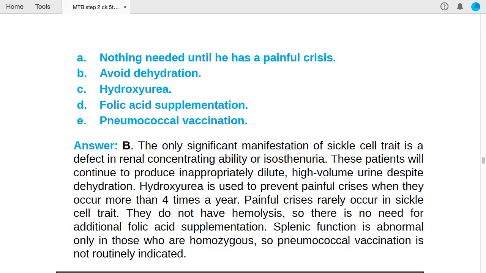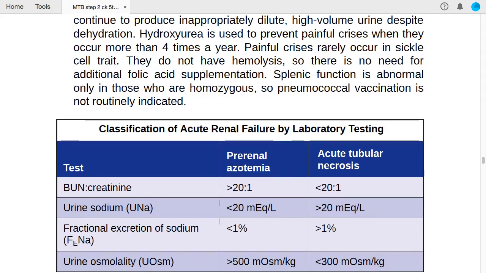Now we're coming towards classification of acute renal failure by laboratory testing. So we have tests: the blood urea nitrogen creatinine ratio, the urine sodium, the fractional excretion of sodium, and urine osmolality. Now what are we going to see in case of pre-renal azotemia, and what are we going to see in case of acute tubular necrosis, if it's a case of pre-renal azotemia and if it's a case of ATN.